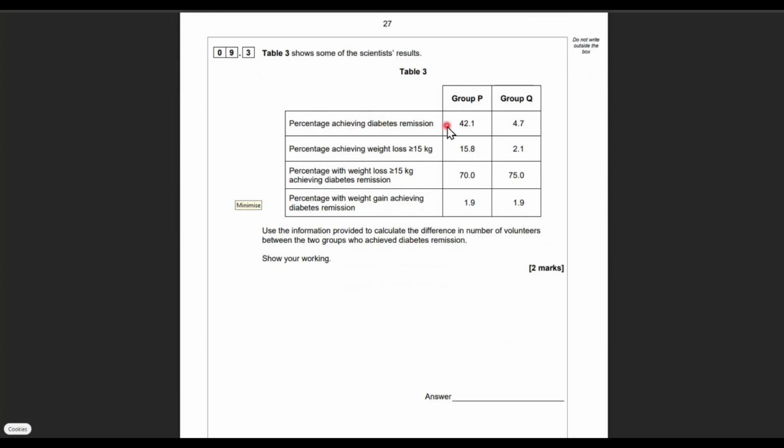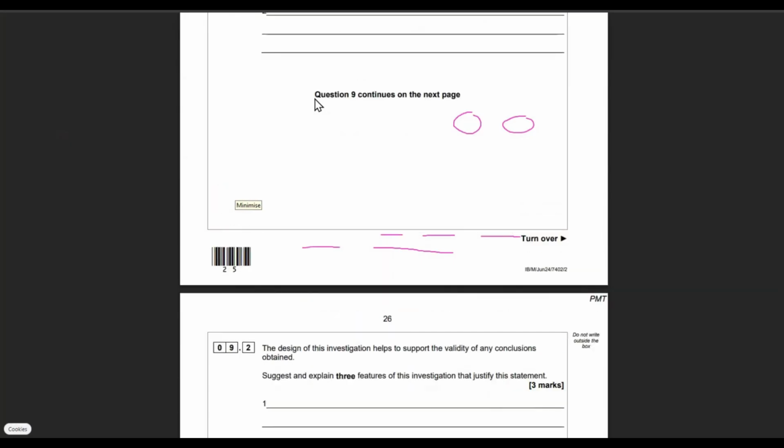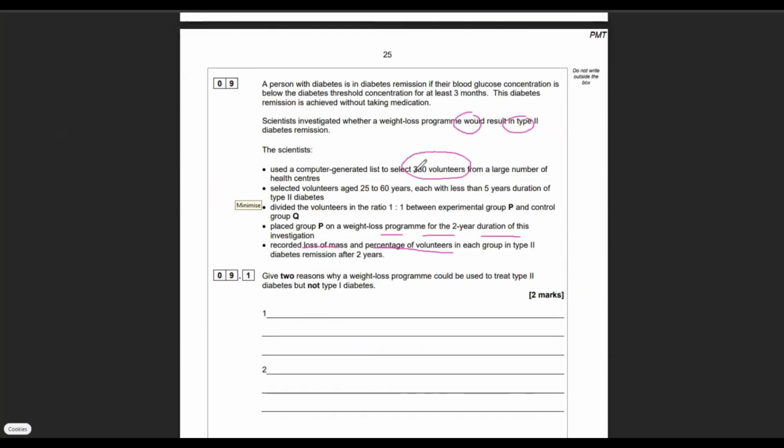Now, 9.3, table 3 shows some of the scientists' results. So we've got some data here. You can see for Group P and Group Q. Remember, Group Q is the control group. Group P is the experimental group. Percentage of people with weight gain achieving diabetes remission. Okay, so Group Q are not on the weight loss program. Group P are. Use the information provided to calculate the difference in the number of volunteers between the 2 groups that achieve diabetes remission. So Group P, 42.1% achieved remission compared to Group Q, which was a lot less.